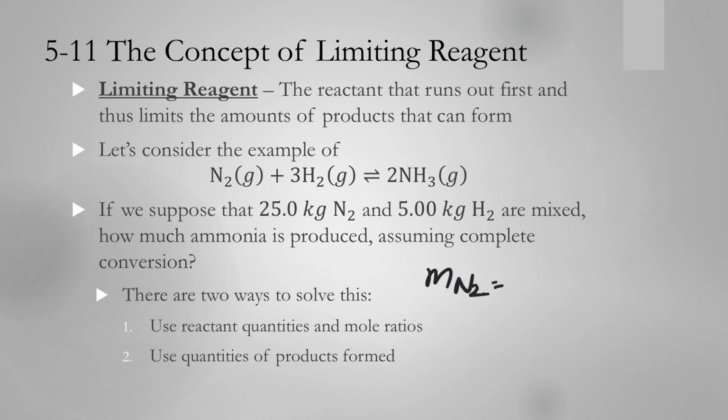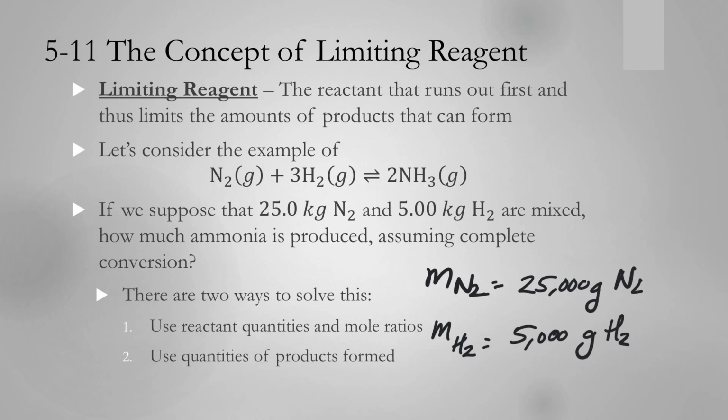Again, these are in kilograms. Convert these to grams. So we have 25,000 grams of nitrogen. The mass of hydrogen is 5,000 grams of hydrogen. And it asks how much ammonia is produced. So we need the mass of ammonia right there.